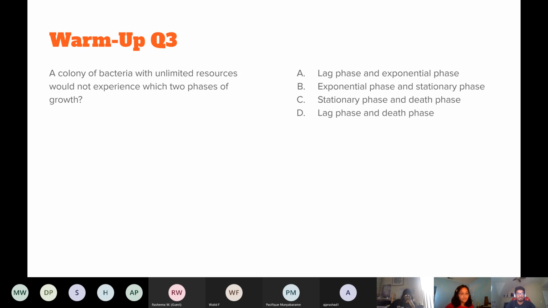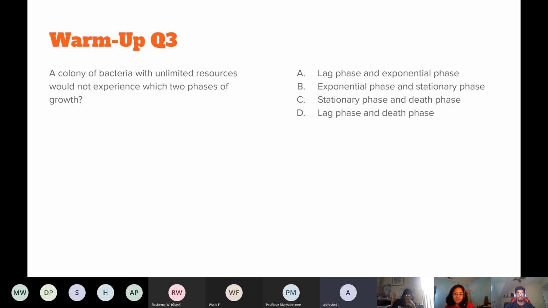I'll go with B. As long as it doesn't have unlimited resources, I would say it's not going to go through exponential growth. And if it can go through exponential growth, it's not going to go into the stationary phase. Okay, that's a very good guess. Anybody have any other answers?